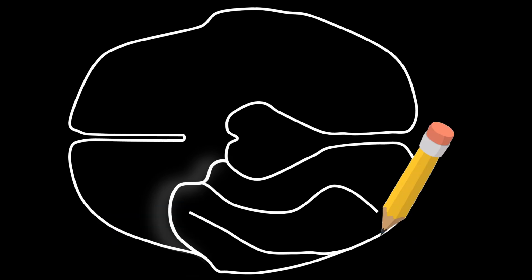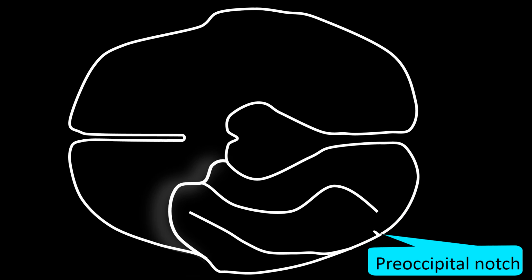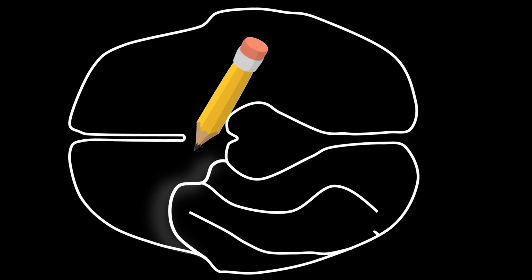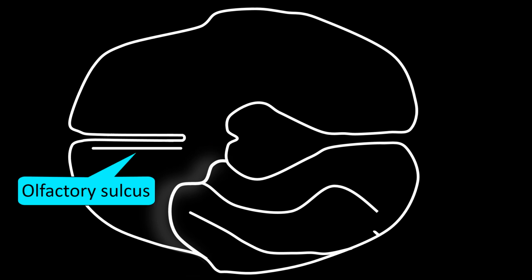Now go back to the edge of the drawing just below the point we started to draw the collateral sulcus and draw a little line going upwards. This is the preoccipital notch. Now place the pencil a little below the quick and tight U-turn and draw a line forward. This is the olfactory sulcus. This sulcus is usually covered by the olfactory nerve.